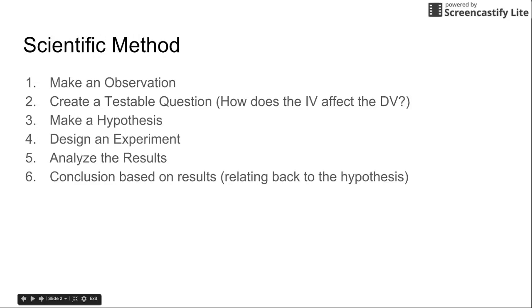Hey, eighth grade. So this week we're going to continue talking about experimental design. And we're going to just start with a quick overview of the scientific method. The first thing during a scientific method is that you need to make an observation. After that, then you create a testable question. And usually this is written in the format, how does the independent variable affect the dependent variable?